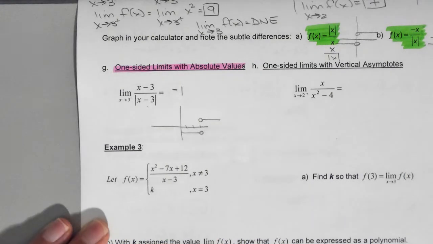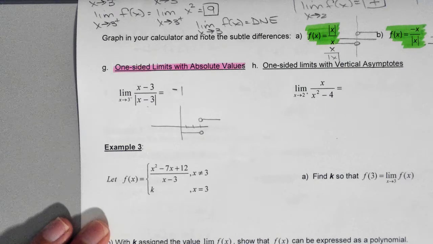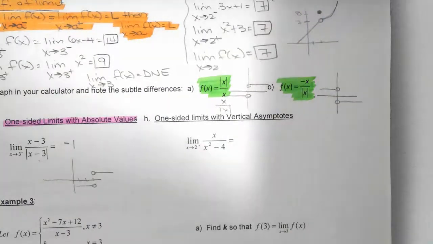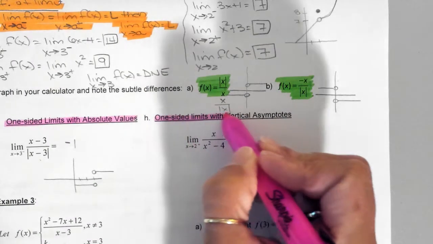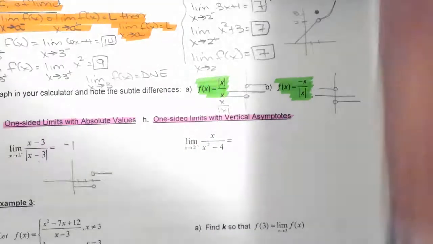What does the graph look like? What does the parent look like? What happens when the x is negative? How does that work? Okay? Questions? You sure? Okay. What if we have a function that has a vertical asymptote? That means I have a rational function. It's not a polynomial. Okay?